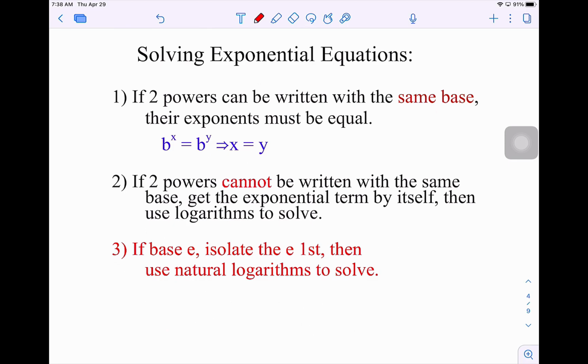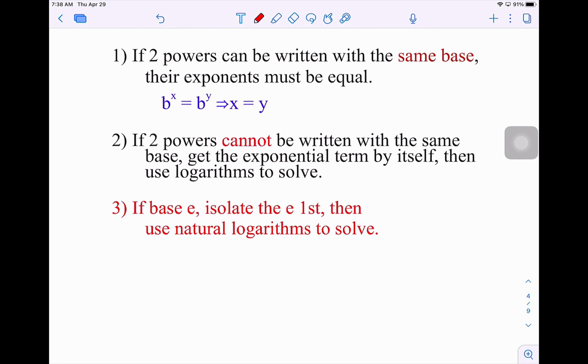Notice I put a 3 on here now, okay? Because the only extra thing is if it's base e, if it's e to the x power, or e to the 2x power, or something like that, rather than 5 to the 2x, or 7 to the 2x, or whatever it might be, the only thing that's different is that instead of using logarithms, we'll use natural logarithms, because natural logarithms are base e. Okay, so we'll go back and talk some more about that, but that's the only difference if you're dealing with a base e exponential function. Use natural logarithms to solve.